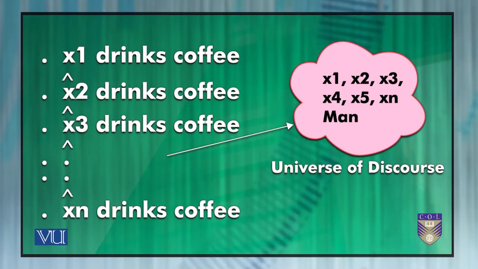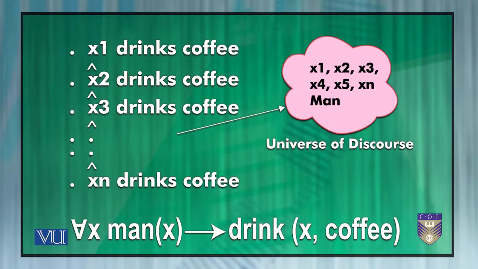Now, in the shorthand notation, we can write it as for all values of X, where X is a man, represented as man is a predicate within X. So for all values of X, where X is a man, implies that X drinks coffee, and that drink itself is a predicate which takes two arguments: X, which is a representation of a man, a person, and coffee. So it can be read as for all men drink coffee.